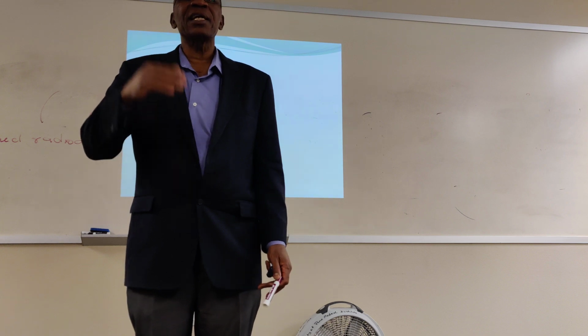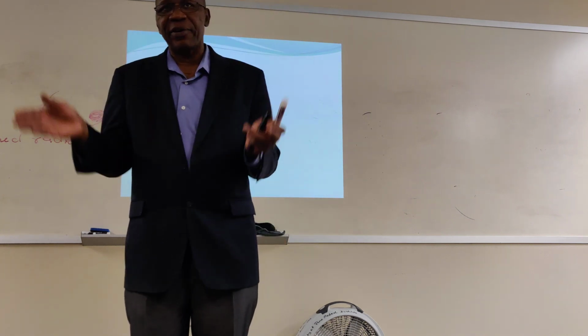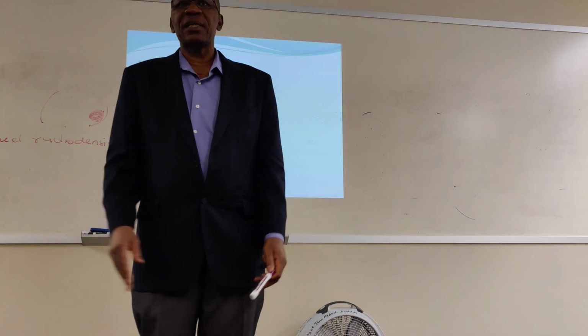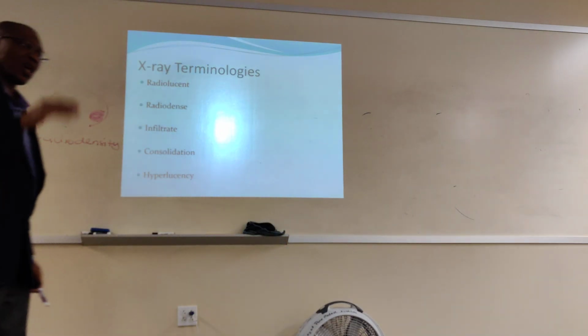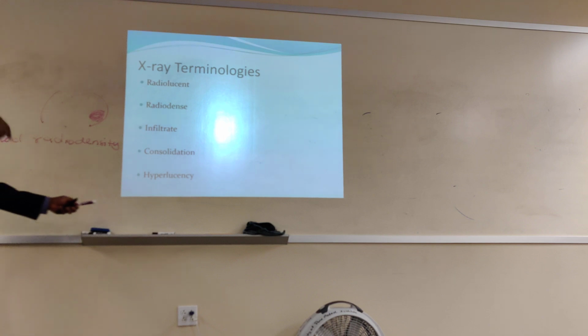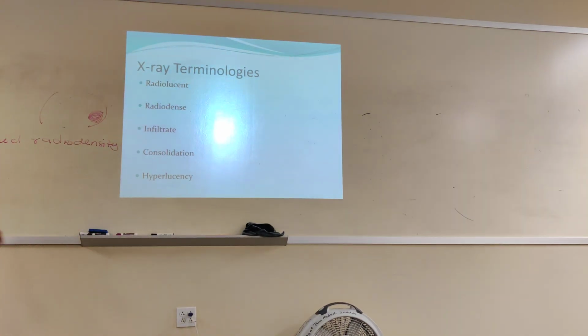It means there is more white in this area. It is worse than infiltrate, but I don't know what it is. If you want to find out what is causing consolidation, you have to do more testing. All right, hypolucency means very, very dark.